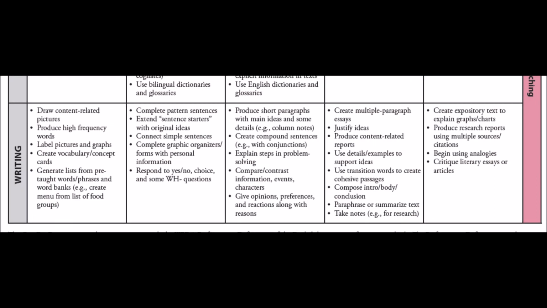Let's take a look at that Can-Do chart again. Again, this is grade 6 through 8, but you can find the one that matches your grade level. What does it say a level 1 can do? I'm going to look at writing. Under writing, when I'm creating an assessment, it says a level 1 can draw content-related pictures, produce high-frequency words, label pictures and graphs, create vocabulary concept cards, generate lists from pre-taught words or word banks.